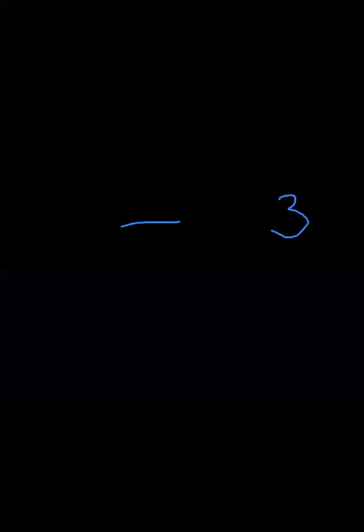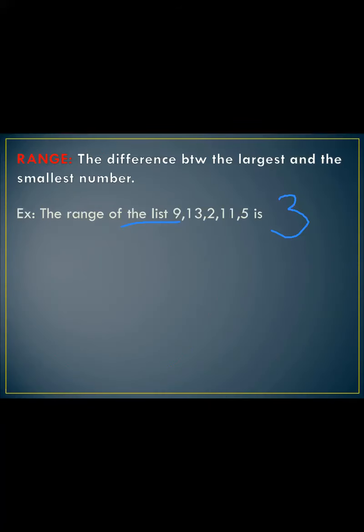And the last one, range. The difference between the largest and the smallest number is the range. Now, in median, mean, mode, and range, you can have a different order of numbers. So it's not a problem. You can write in descending order or in ascending order.